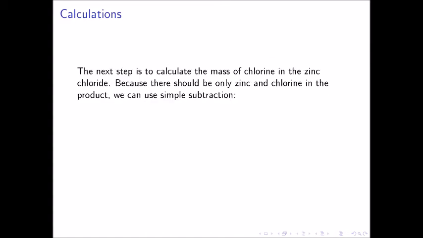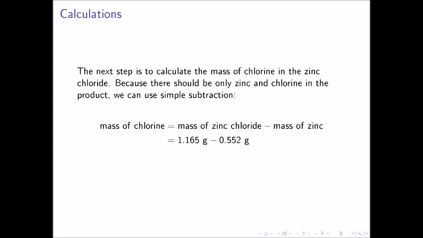The next step is to calculate the mass of chlorine in the zinc chloride. However, because there should only be zinc and chlorine in the product, we can use simple subtraction. The mass of chlorine is going to be equal to the mass of zinc chloride minus the mass of zinc in the zinc chloride. Our mass of zinc chloride was found to be 1.165 grams, and we subtract off the 0.552 grams of zinc that we began with. This means that we have a mass of 0.613 grams of chlorine in our sample.